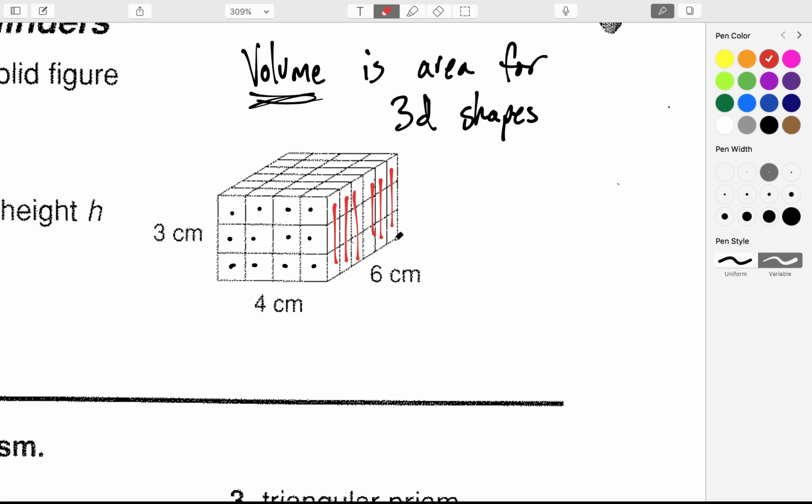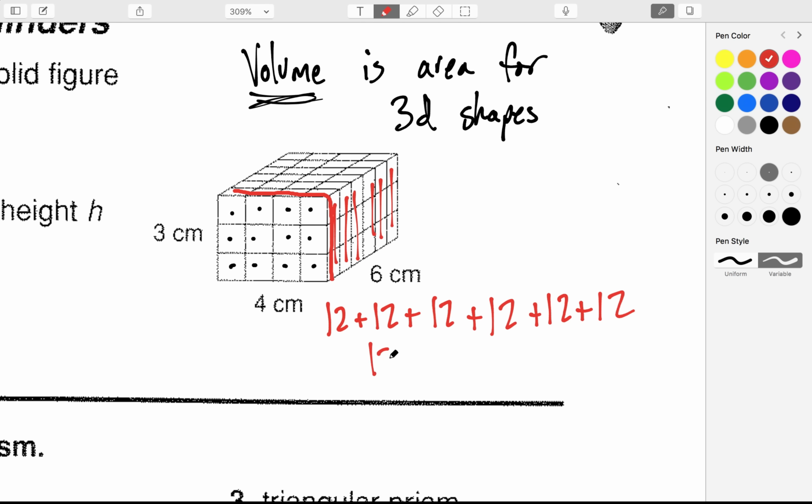Now these red ones is because I have 12 in each layer here, if you see that. So each one of these would be 12 plus 12 plus 12 plus 12 plus 12 plus 12. You have 1, 2, 3, 4, 5, 6. 12 times 6 is going to be 60, 72.